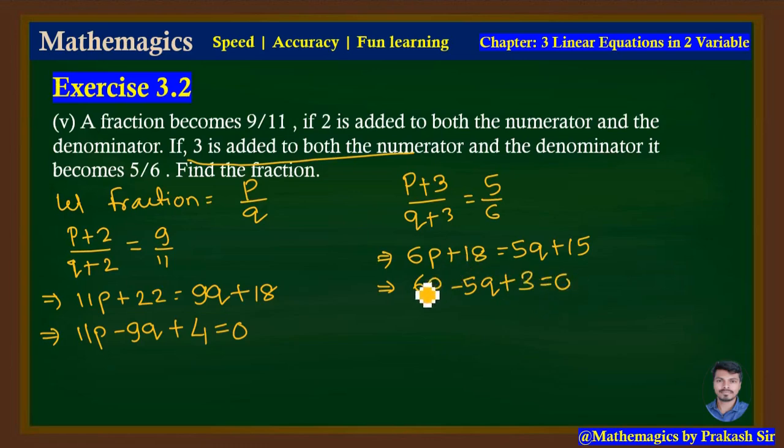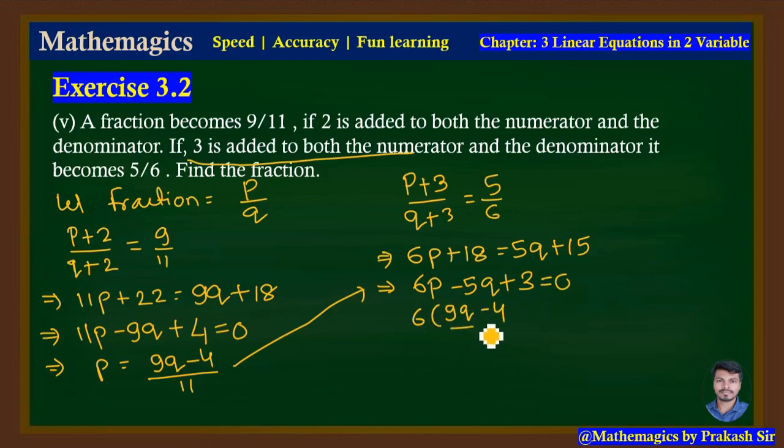So both the equations we have, and now we make use of the substitution method. That implies p is equal to 9q will go that side, that becomes 9q minus 4, and 11 is here, it will come and divide by 11. This value we are going to put in the equation. So that is going to be 6 into p, which is 9q minus 4 divided by 11, minus 5q plus 3 is equal to 0.